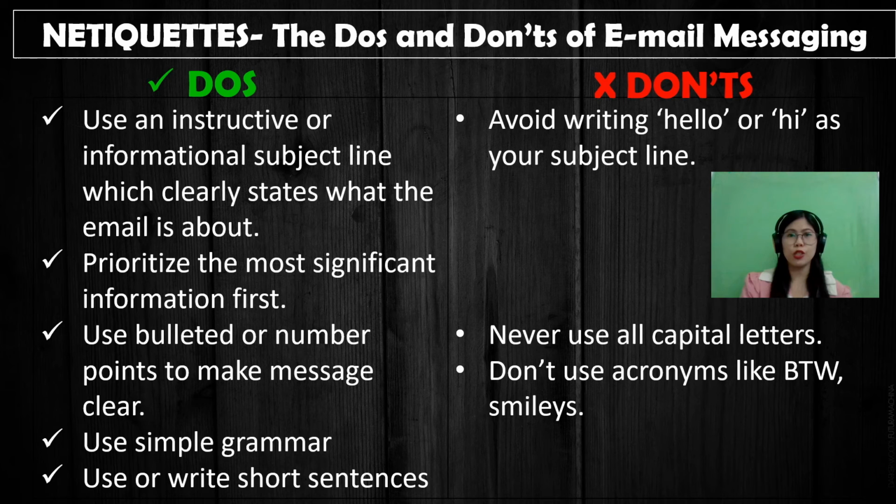Number 3, you must also use bulleted or numbered points to make the message clear, because this will make your message organized. And number 4, you must also use simple grammar. Don't make it complex so that your recipient will understand easily your message. Number 5, use short sentences, but make sure that they are clearly written and will not be misunderstood by the receiver. And also, you must bear in mind to not use all capital letters because this will give an impression that you are angry or you are shouting. And of course, don't use acronyms or those shortened words like BTW, which stands for by the way. So just follow this and you'll be able to write your own email.